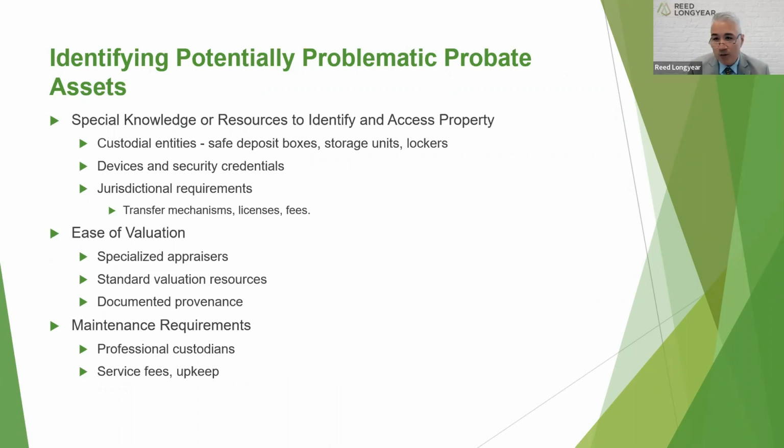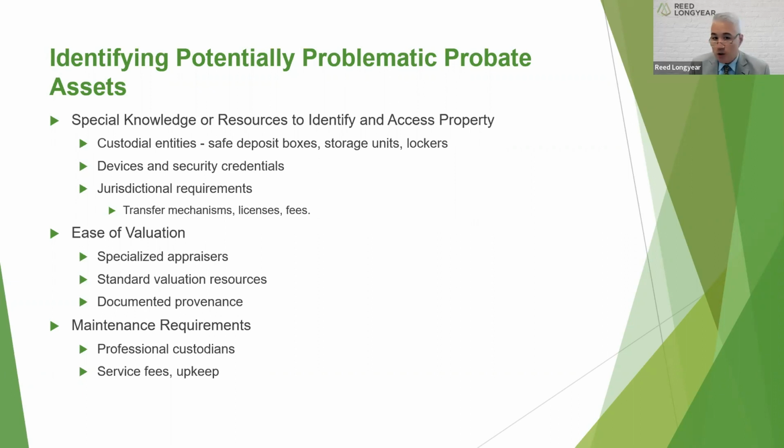Now, after reviewing those examples, one of the ways that we go about viewing the inventory and subsequent distribution process is looking at it through the lens of a third party. And that's something that I was hoping was coming through here: always thinking about it from the perspective of a third party who's going to come in and actually have to inventory all those assets and value them. If they're unfamiliar with a person's assets, it's a lot easier to identify potential problematic assets, usually by first asking if there's any special knowledge or resources that may be required to identify and access any particular property.